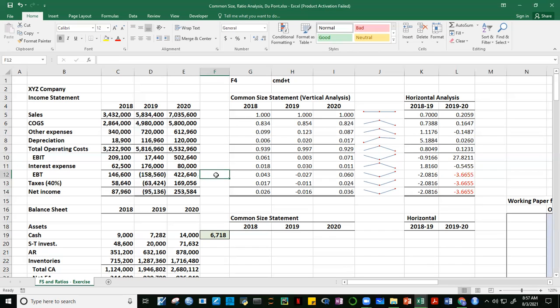Ano yung increase yan? Is equal to this minus this. In fact, nag-increase siya ng 581,200. Dati negative 158. Tapos naging 422. So there was an increase of 518,200. No? So bakit negative siya?